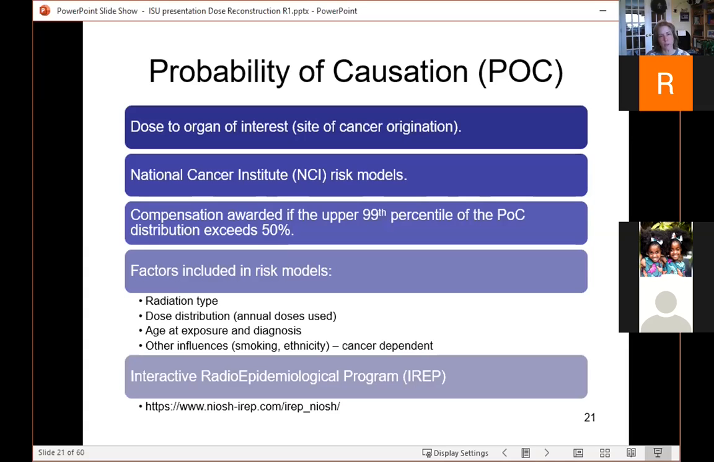A number of factors are included in the risk models, including the radiation type and the dose distribution. So for internal dose, we have to look at annual doses. The age at exposure and diagnosis are factored in. And other influences are included for some cancers. In particular, smoking is a factor in the probability for lung cancers, and ethnicity is factored into skin cancers. These calculations are done with a program called IREP, which stands for the Interactive Radioepidemiological Program. This is publicly available on the NIOSH website, so anybody can go in and play with it.